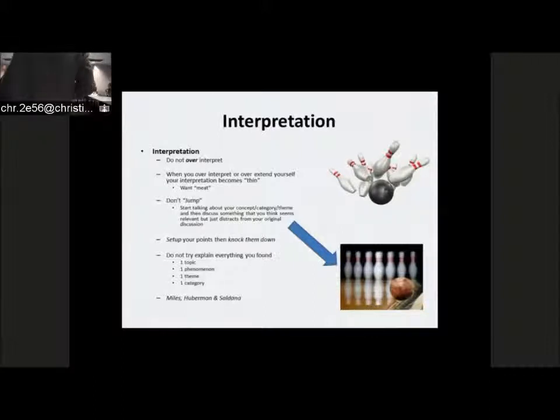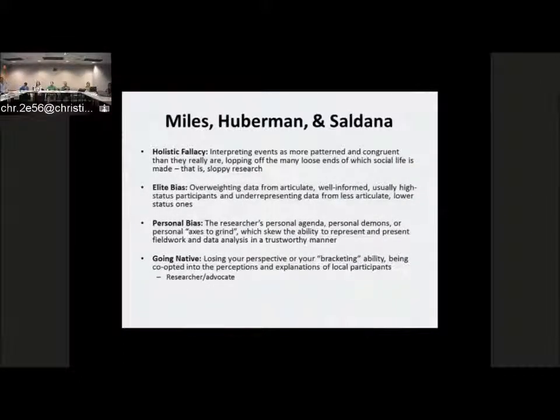Do not try to explain everything you found. You will have so much data in your focus groups and your interview transcripts and all those things that you will find so much stuff. Remember your research questions and stick to one or two things. You can always write a second paper, but try to just stick to your topics, right? And again, there's Miles and I'll talk about that later. Some things you can watch out for, right?